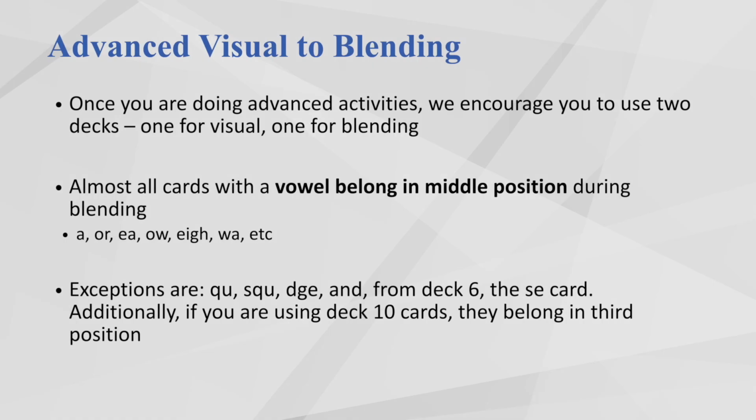Very good. I deliver my visual drill, and I need to move from the visual to the blending drill. With the level of complexity now in our blending drill, we strongly encourage you to use 2 decks, one for visual and one for blending. Almost all the cards with vowels on them belong in the middle position during blending. So whether it's A, OR, EA, OW, EIGH, etc., they all go in the middle position. The exceptions are QU, SQU, DGE, and from Deck 6, the SE card.